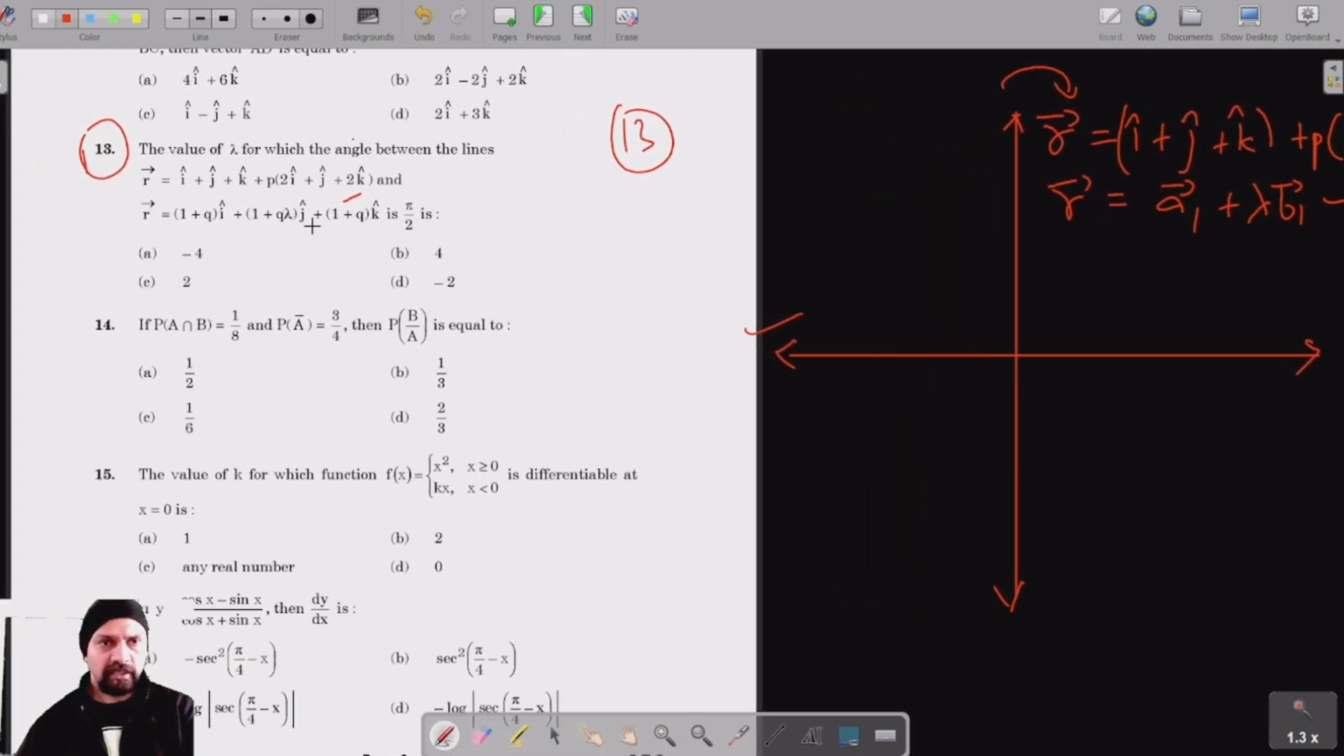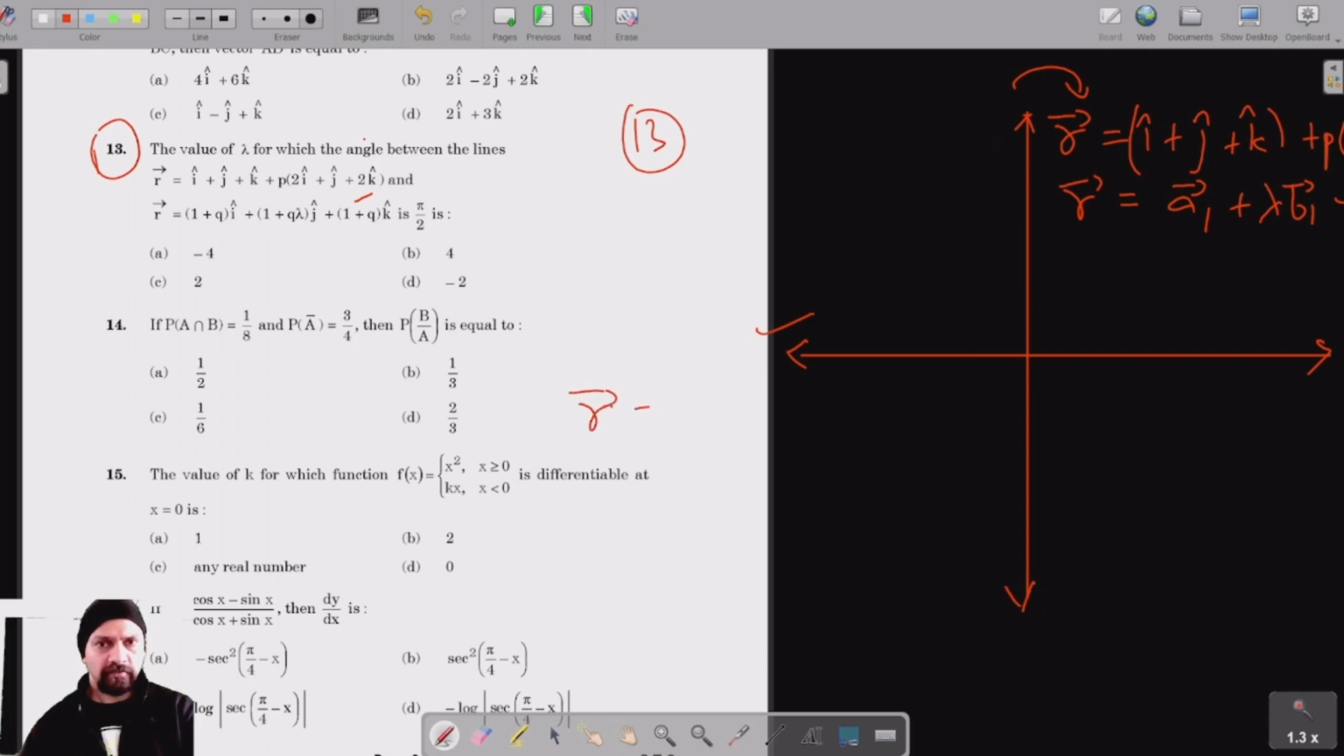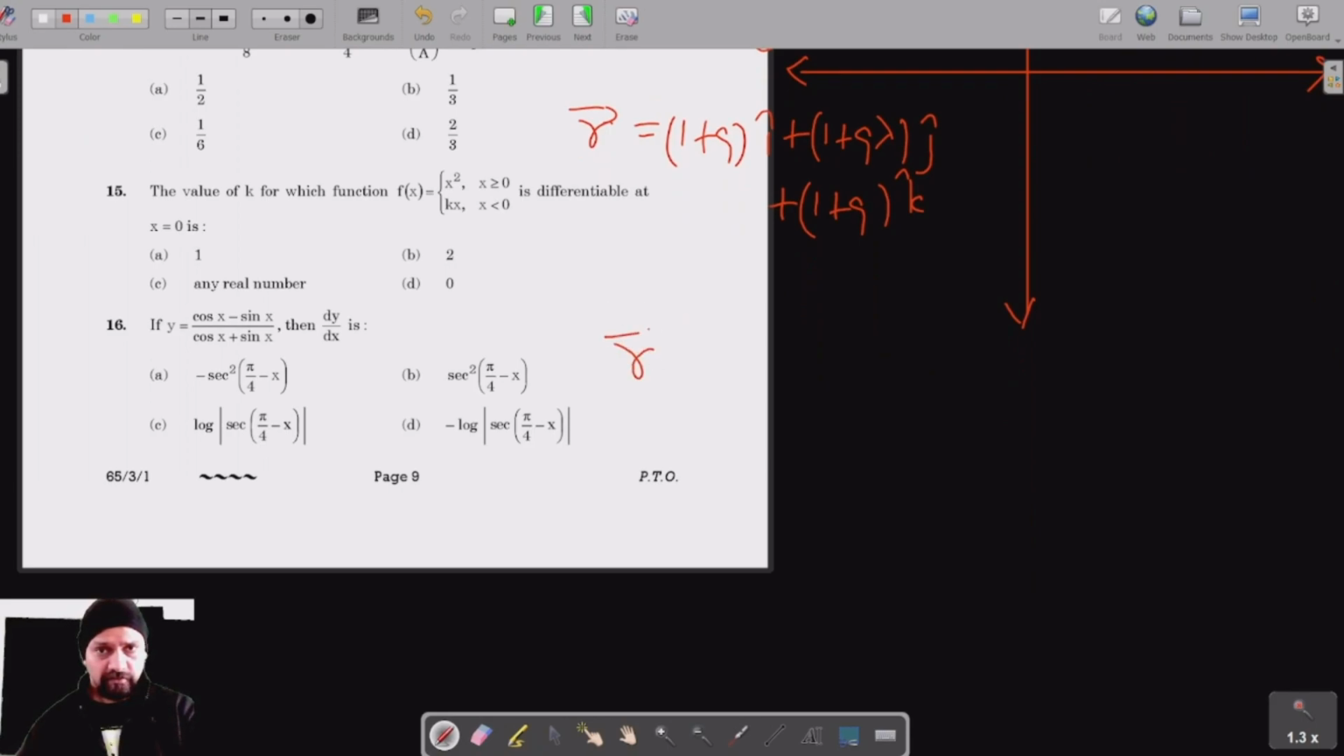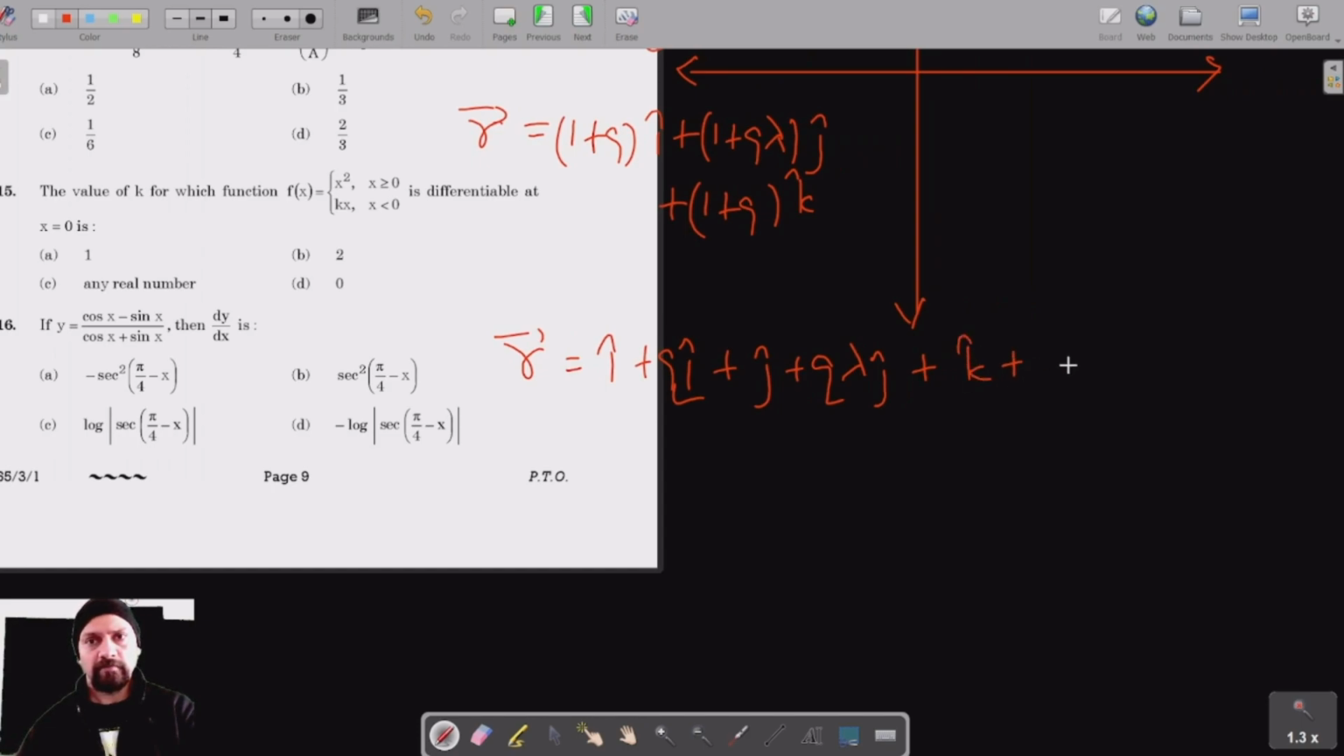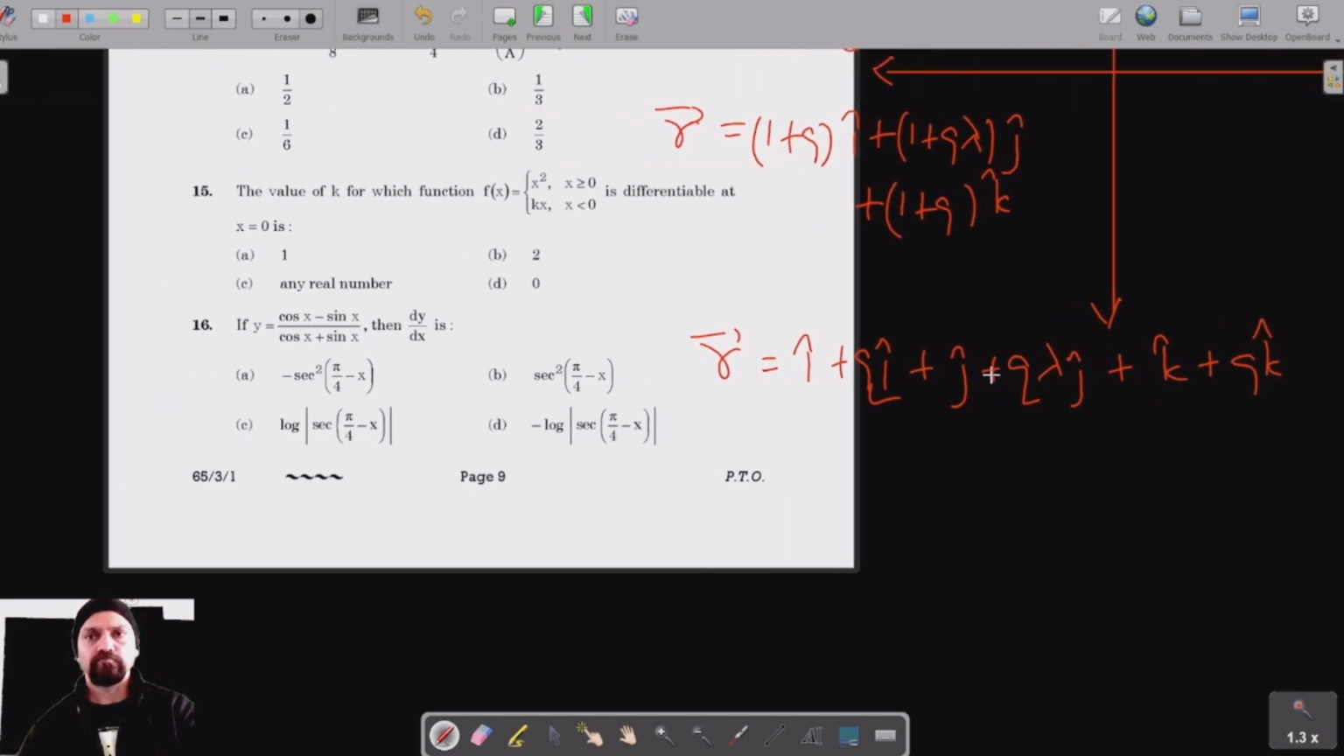Now this is the second line, whose equation is r vector is equal to (1 plus q) into i cap plus (1 plus q into lambda) into j cap plus (1 plus q) into k cap, which is not in the standard form. So let's try to get it in the standard form. If we open this, this is i cap plus q i cap, plus j cap plus q lambda j cap, plus k cap plus q k cap.